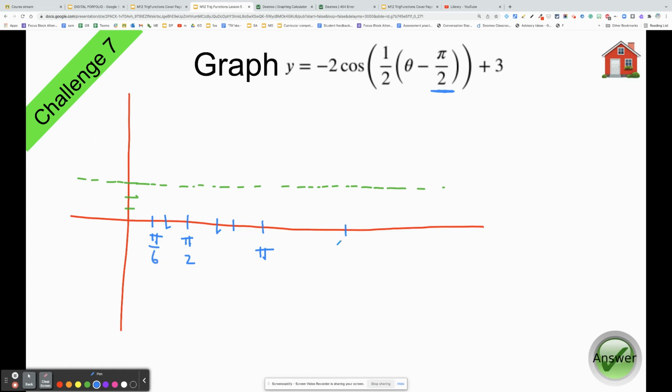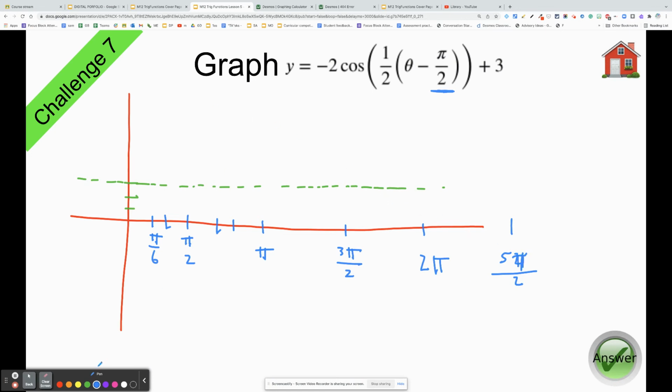I'm going to call this 3 pi over 2. And I'm going to call this 2 pi. And I'll go a little bit further into this next bit. So this would be 5 pi over 2. 5 pi, that's a terrible looking pi. I don't know if I can erase that. I can't. So that's a pi right there.